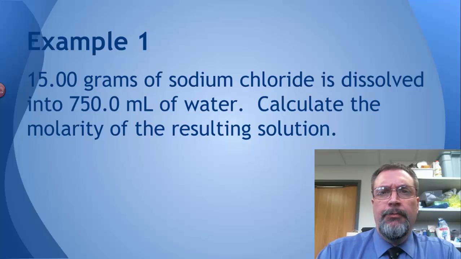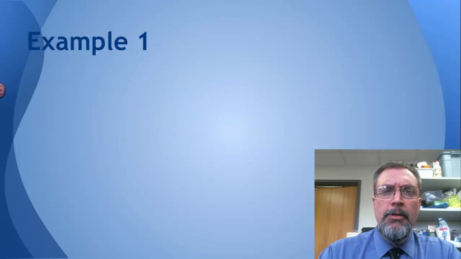Here's an example. We're going to make a solution. We're going to dissolve 15.00 grams of sodium chloride into 750 milliliters of water, and we want to calculate the molarity of that solution. Okay? So remember, molarity is moles of solute over liters of solution. Okay? So the first thing we need to do is to figure out how many moles of solute we have.